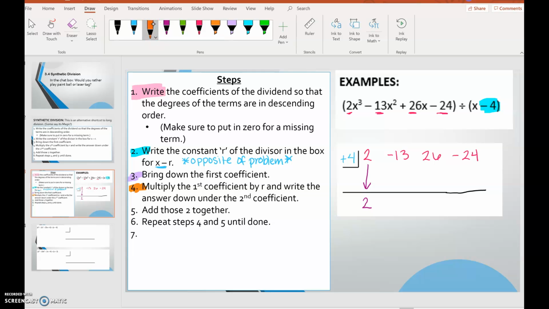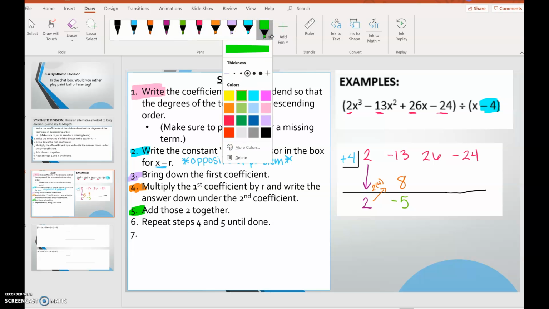So what does that mean? Take this r value and then this coefficient here and just do 2 times whatever that r value is, which is 4 here. So 2 times 4, that equals 8. That's step 4. Step 5, add those two together. So do negative 13 plus 8. Well, that would be negative 5. Okay, and then it says to just repeat those steps.